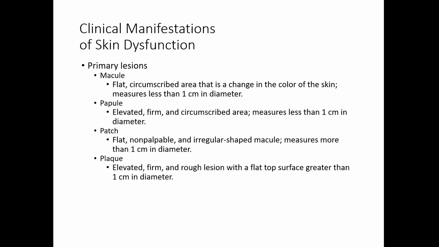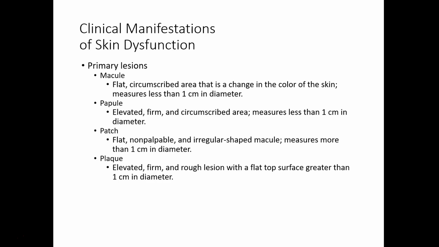Now that we've got this basic understanding, we're going to transition to talk about the clinical manifestations of skin dysfunctions. And lesions are typically classified as wet and dry, and primary or secondary. And let's look at primary lesions. So macules are flat and circumscribed, so they're going to be that circular area that is a change in the color of the skin. And they measure less than 1 centimeter in diameter. A papule is elevated, firm, and circumscribed area, measuring less than 1 centimeter in diameter.